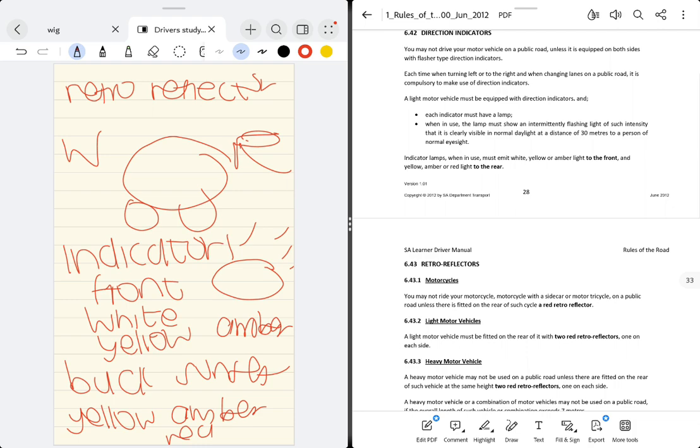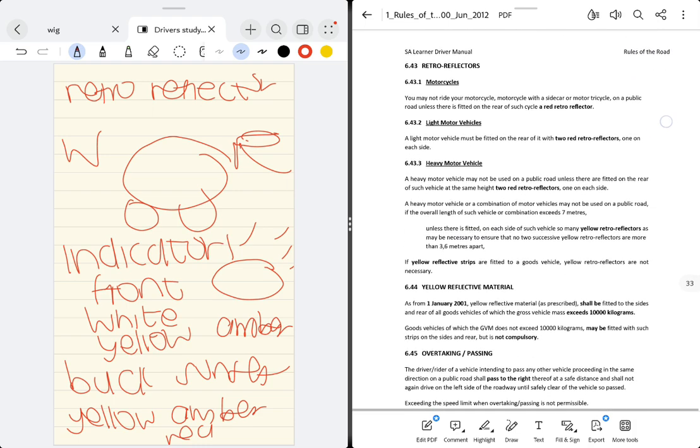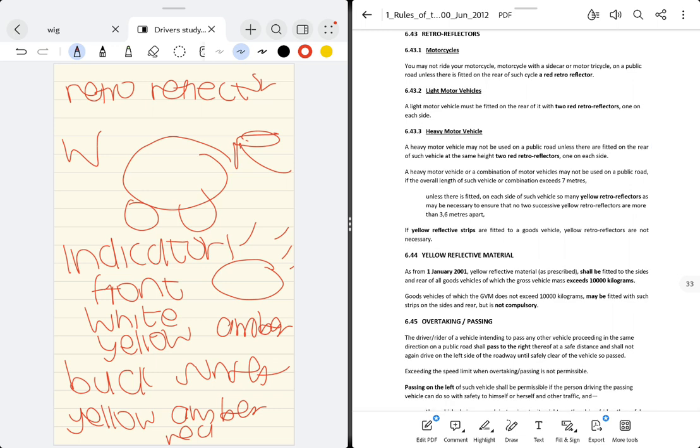Okay. Retro reflectors. So we need to read for a heavy motor vehicle. A heavy motor vehicle may not be used on a public road unless there are fitted on the rear of such vehicle, at the same height, 2 red retro reflectors, one on each side. A heavy motor vehicle or combination of motor vehicles may not be used on a public road if the overall length exceeds 7 meters, unless there is fitted on each side a yellow retro reflector.